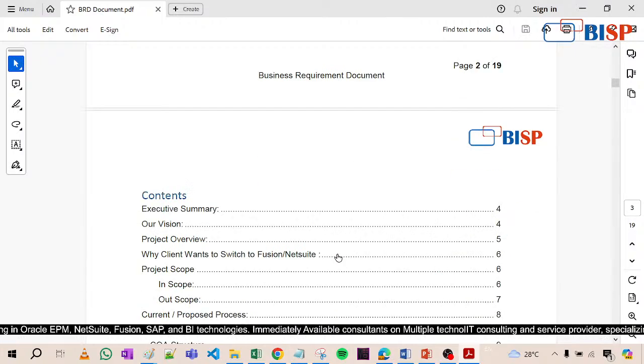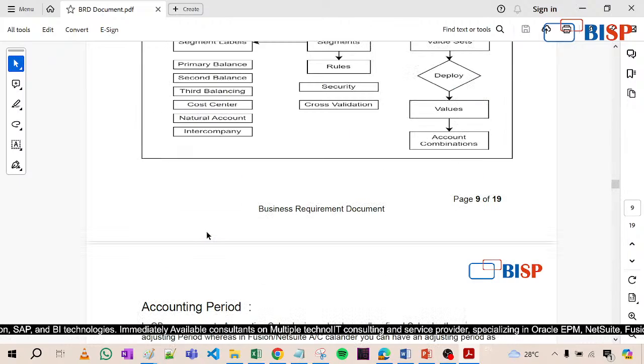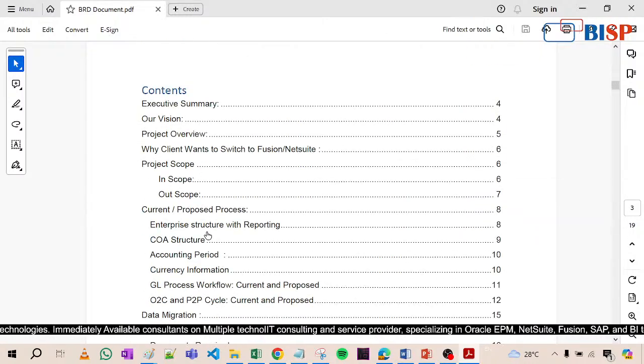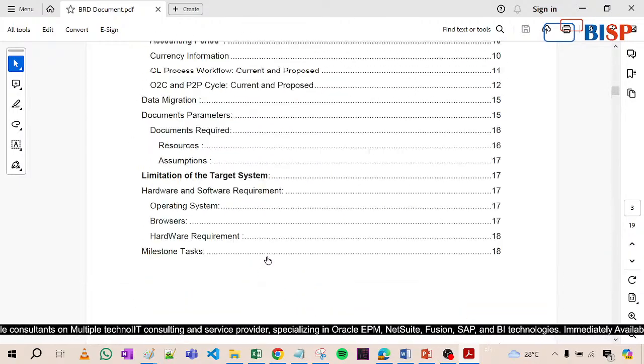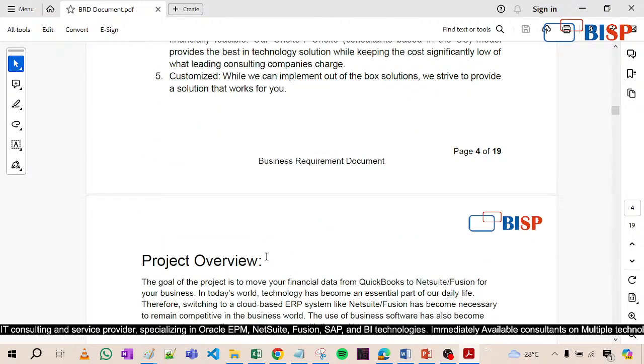Then the table of contents. Again the same thing. The table of contents plays the role of indexing, and if I click on this accounting period, we jump directly into that. So this is called the table of contents. Those who are good in MS Word can easily understand what a table of contents is. So you have to provide the table of contents. Then the executive summary. In the executive summary, we will show them what our company is working on and what we are doing, like this, right?